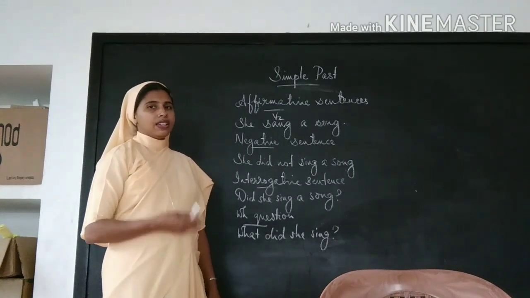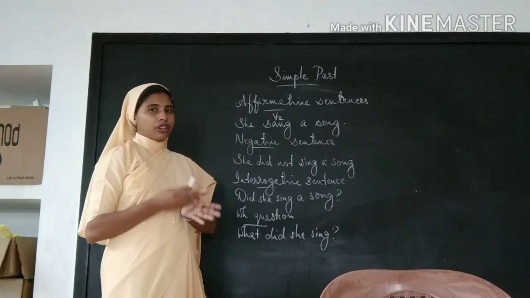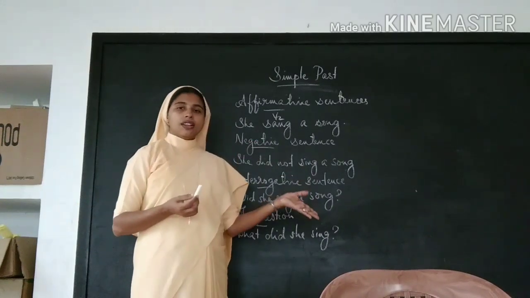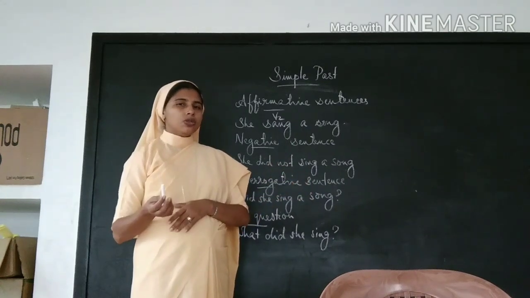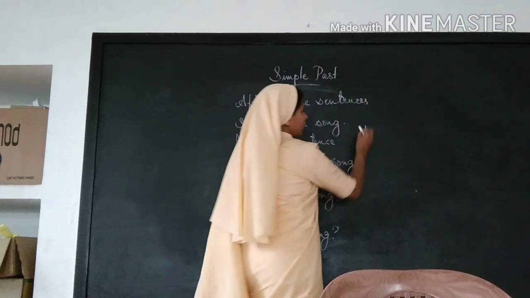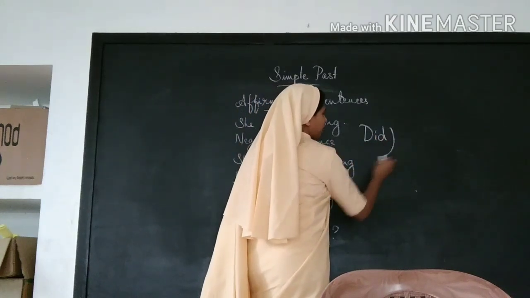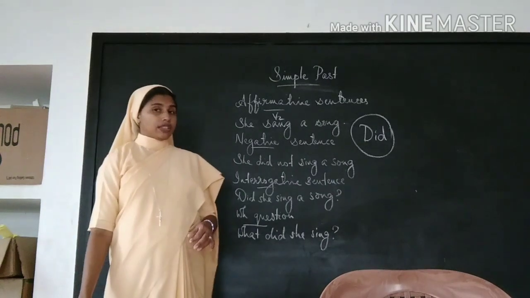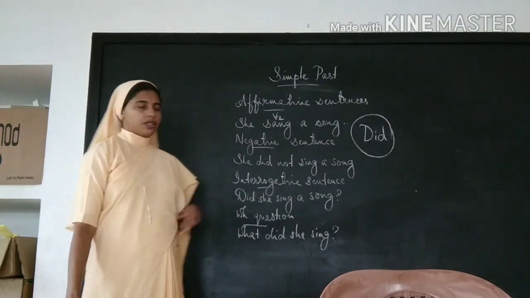So simple past tense, the past form of do, that is did. When you make negative sentences and questions, you must use did. Okay. Did is the word or auxiliary that we use in order to make questions or negative sentences.